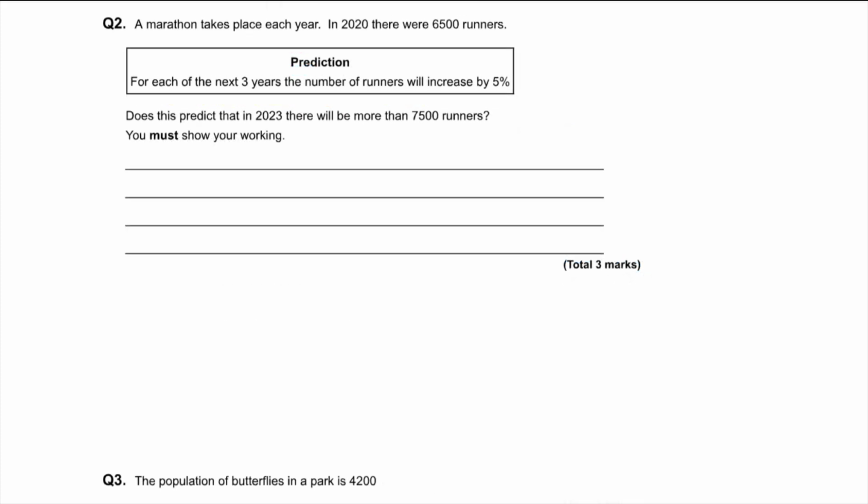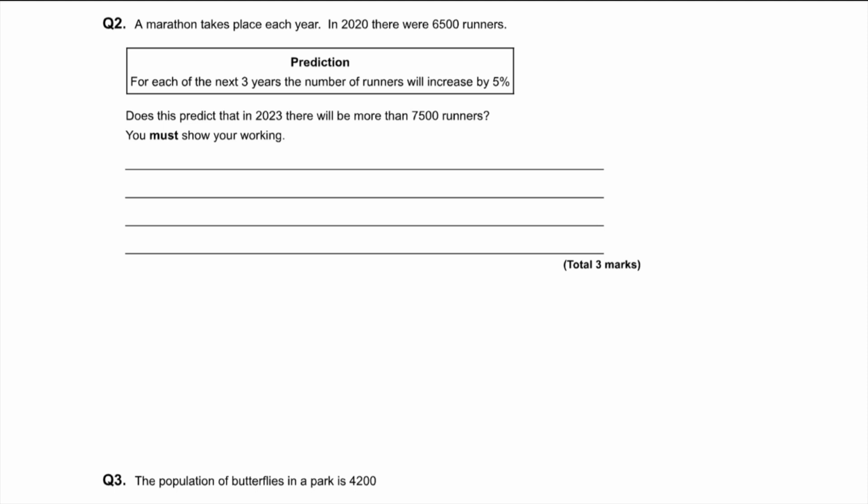So question 2 is not compound interest here. It's growth and decay. So rather than having pounds in the bank that are growing, we've got runners in a race that is growing each year, and we need to work out how many there will be in so many years' time. So a marathon takes place each year. In 2020, there are 6,500 runners. The prediction is that for each of the next 3 years, the number of runners will increase by 5%. Does this predict that in 2023, there will be more than 7,500 runners?